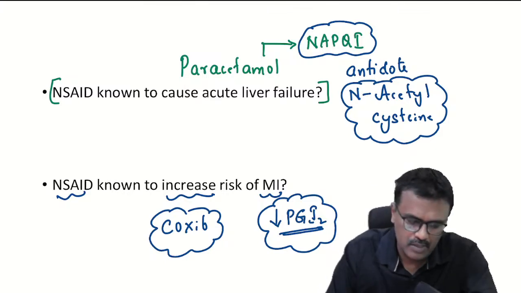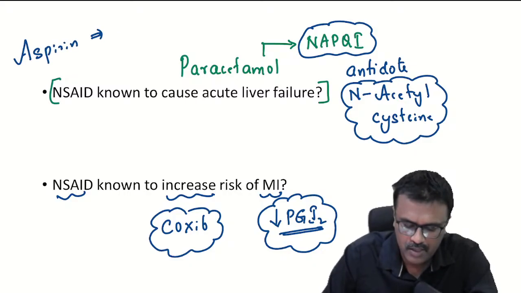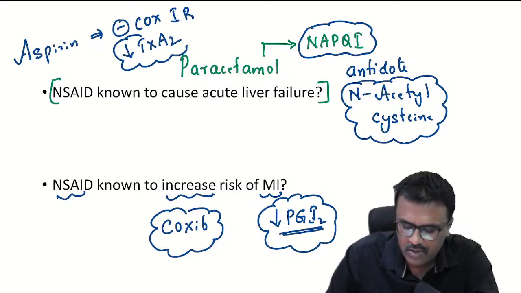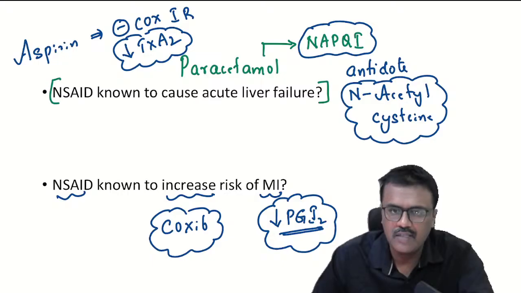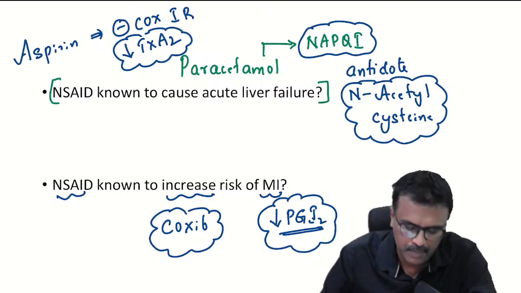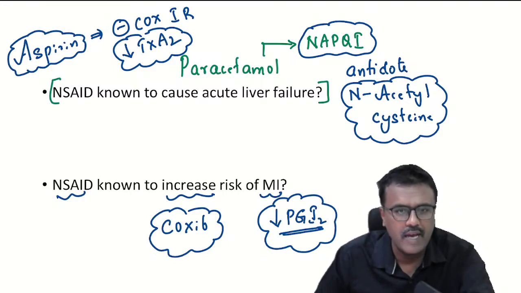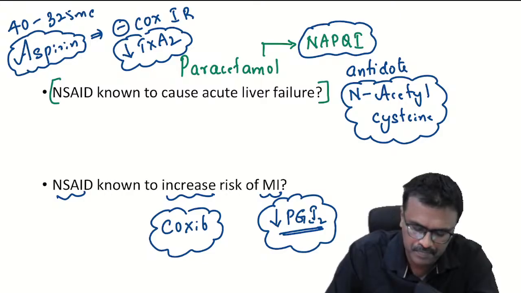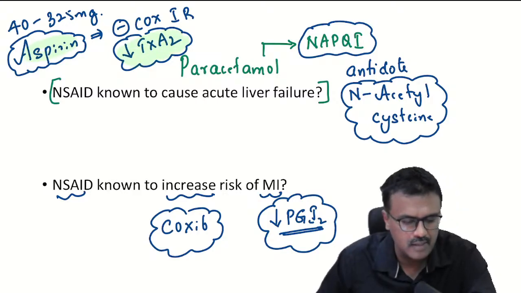Sir, what is the mechanism of aspirin? As an antiplatelet, when we give aspirin, it inhibits the enzyme COX irreversibly. There is a decrease in thromboxane A2 synthesis, and because of that it produces antiplatelet action, and that's why we use it in prophylaxis of MI and stroke. What we use is a low dose of aspirin, not a high dose. The dose can range from 40 to 325 milligrams. Aspirin produces antiplatelet action by decreasing thromboxane A2.